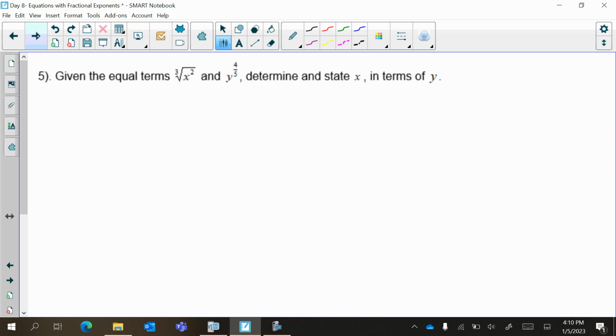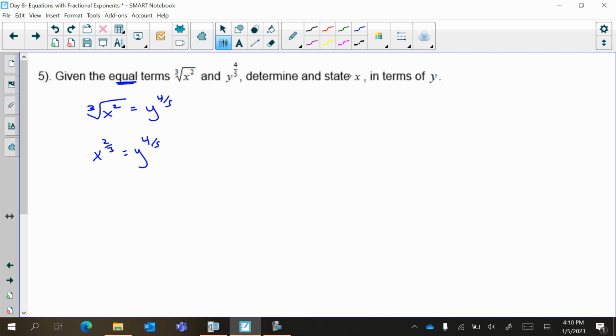And I think we are up to the last one. Yes, we are. So given the equal terms, because you know they are equal, set them equal to each other. And regardless of what the rest of the question says, we do not like to work with radicals. So our power is 2, our root is 3. This is x to the 2/3.